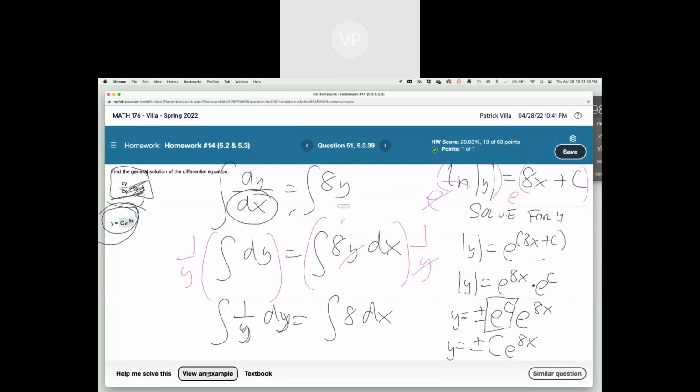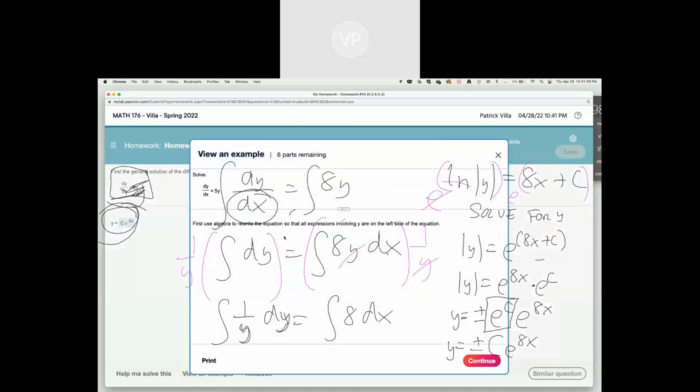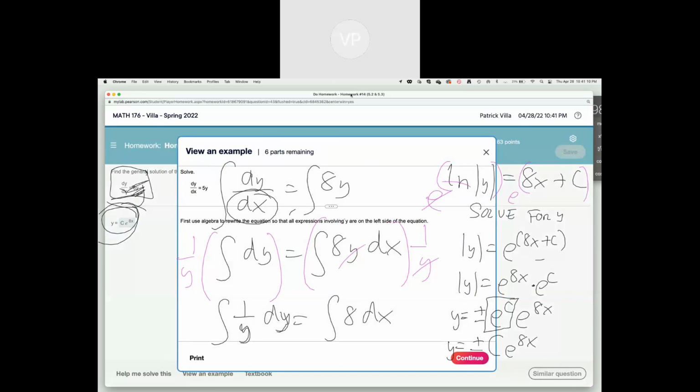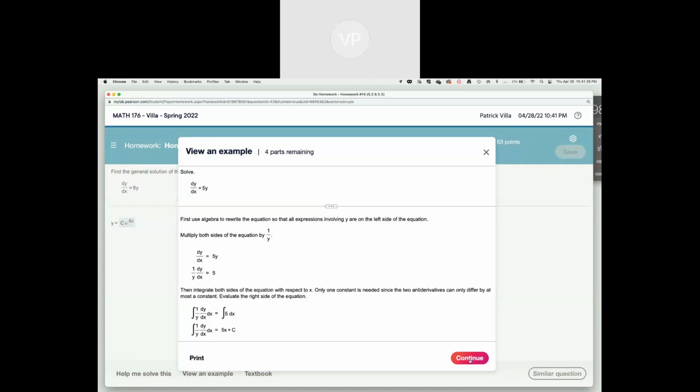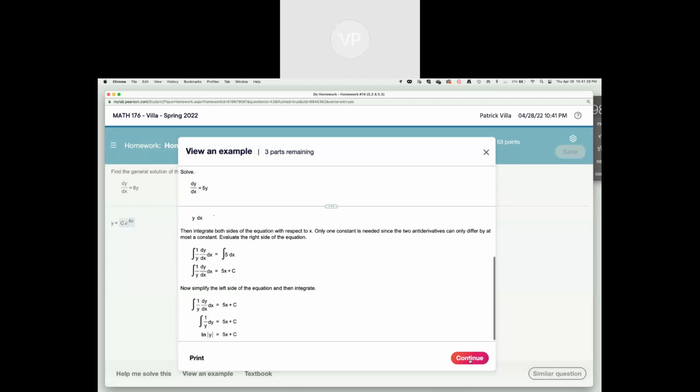View an example. You'll see, hopefully, it'll be something like what I did here. Let me clear this out and show you what I mean. The problem we had was dy/dx equals 8y. They have dy/dx equals 5y, and they walk you through how to do this one. Here's that multiplying by 1 over y, then take the integral of both sides, then move the dx over.